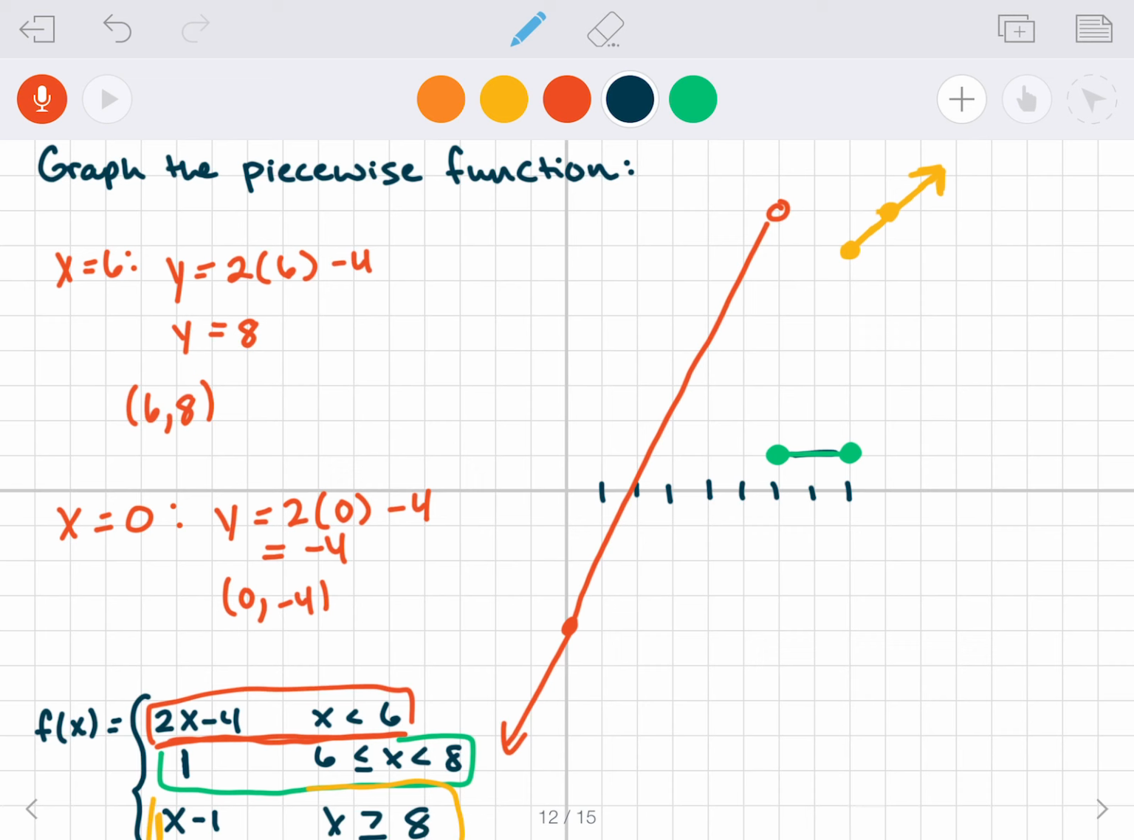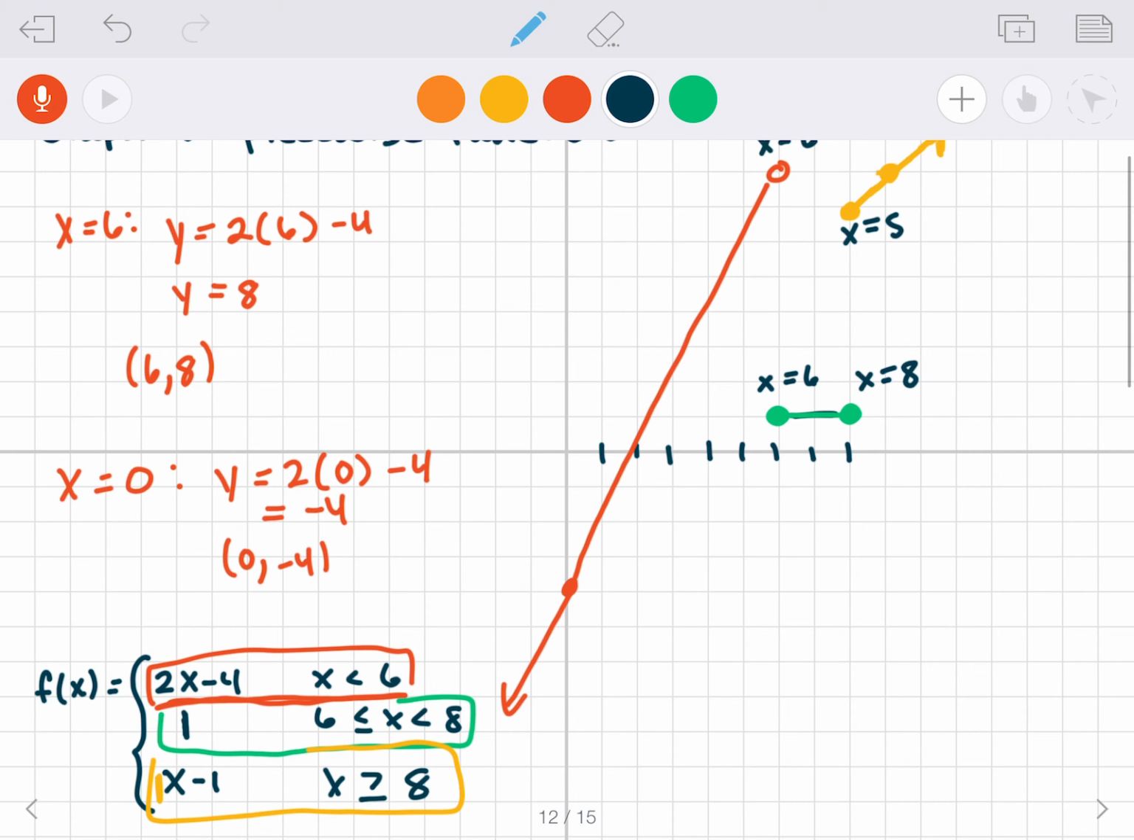So just for reference, this right here is x equals 6, and this right here is x equals 8. Okay, so you can kind of see how this picture goes along with our graph here.